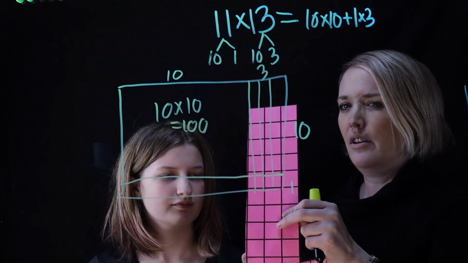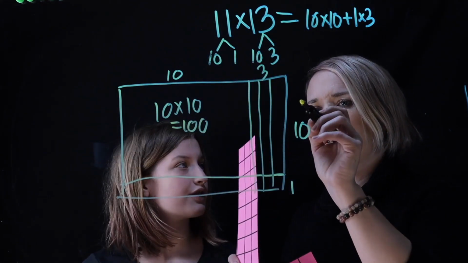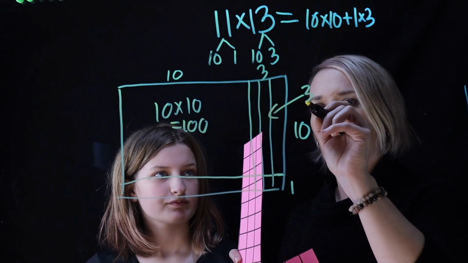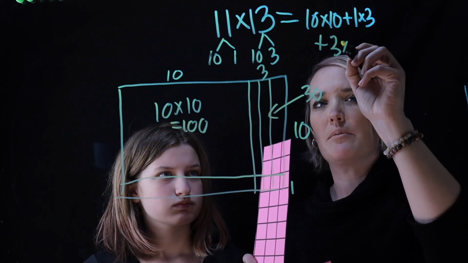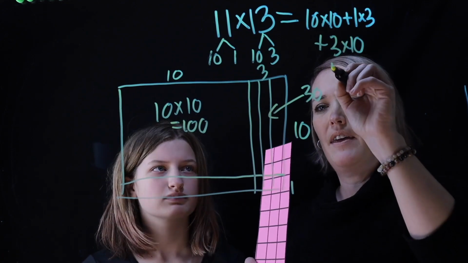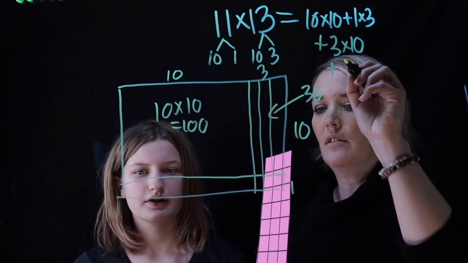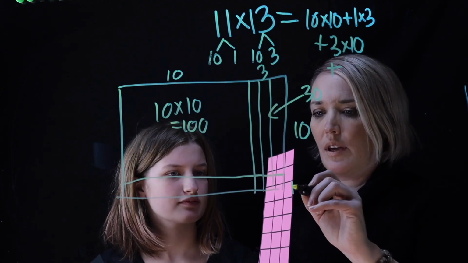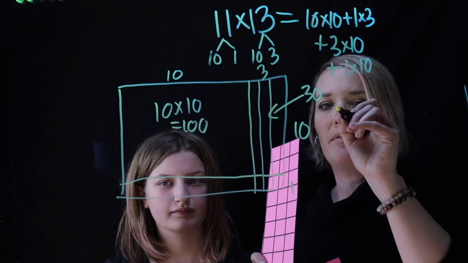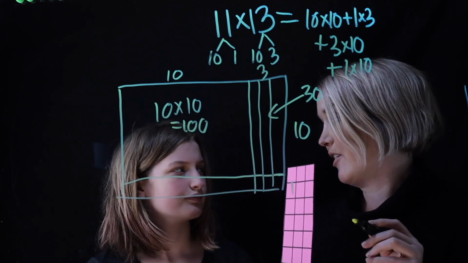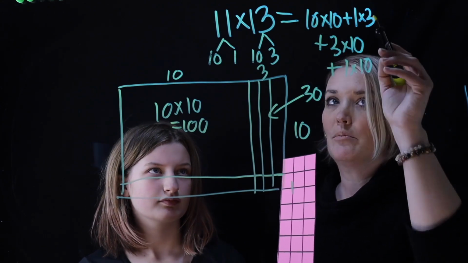So we have 3, and we have 10. So how many are here altogether? 30. So there's 30. So let's add these in, plus 3 times 10, right? And then we have to figure out how many are here. How many are there, Anna? There are 1 times 10, so 10. Yeah, 1 times 10, so that would just be 10. So then our total amount altogether is 100 plus 30 plus 10 plus 3.